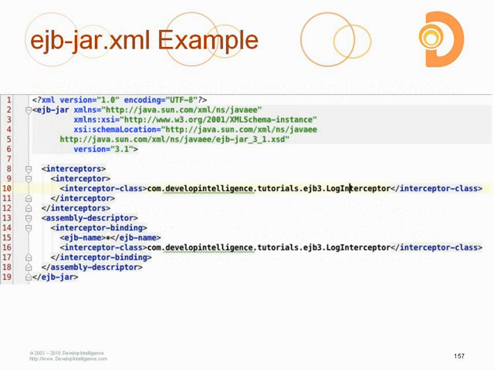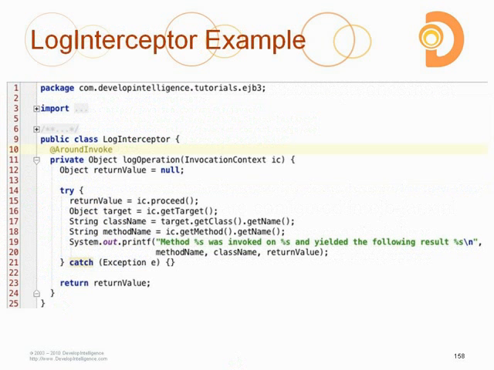So here's the example. Here's the interceptor class name. And here I am applying the interceptor to every single EJB in my application. So now every single EJB is going to have the log capability turned on. And then here's an example of what that log interceptor would look like.